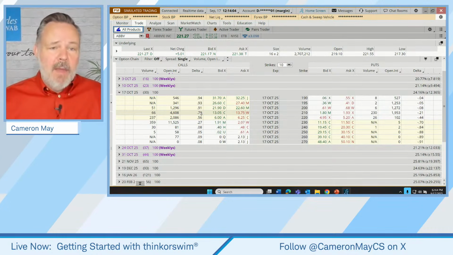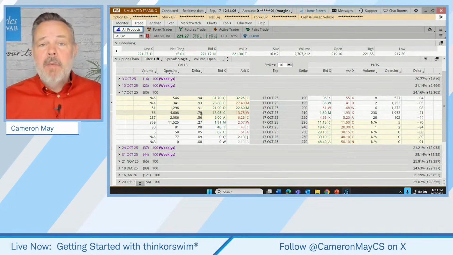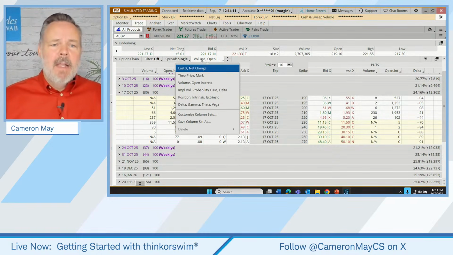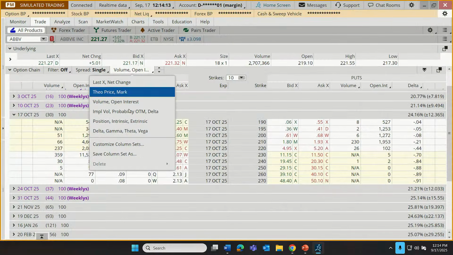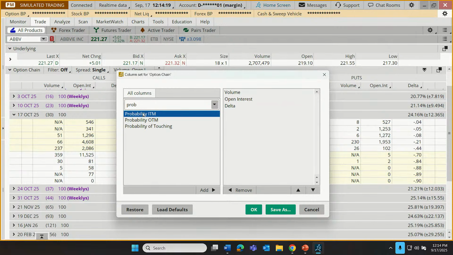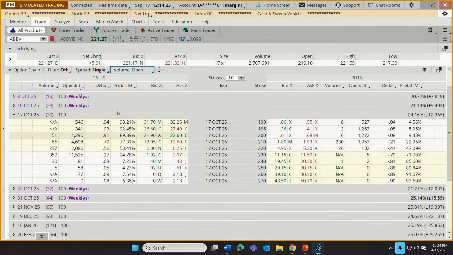Well, actually, thinkorswim has a column available called probability in the money. So let's pop up here to our list of default columns now. We've added Delta. Let's customize that column set again, and I'm going to type in probability, and we're going to choose in the money. Let's add that, click OK. And so now this is going to have some overlap.